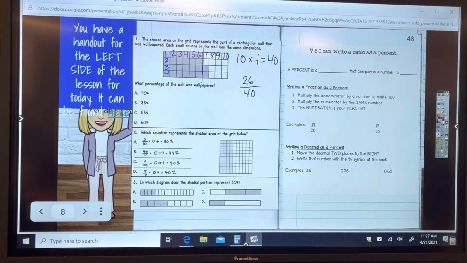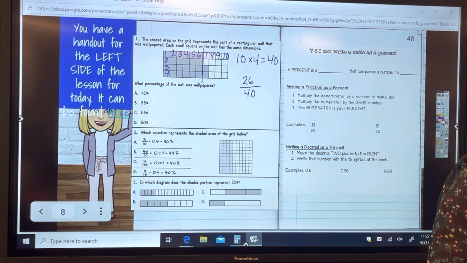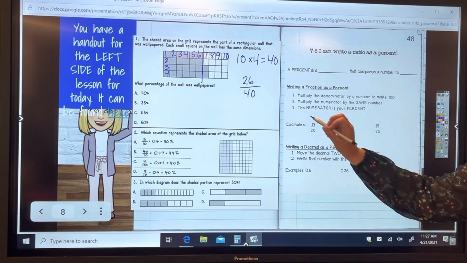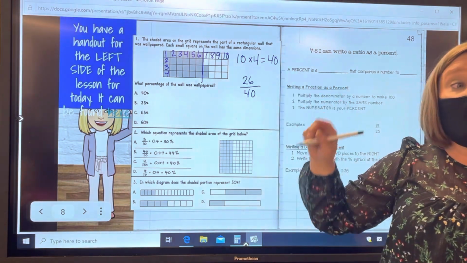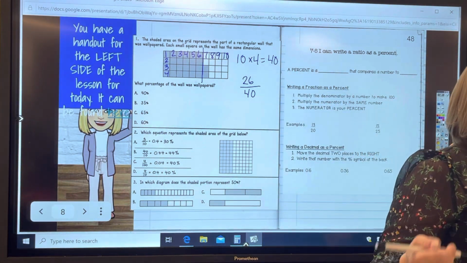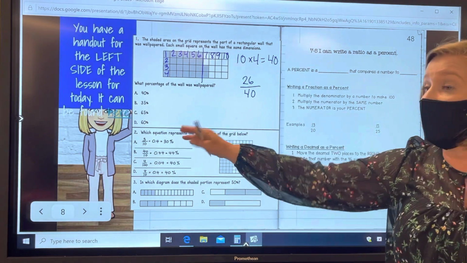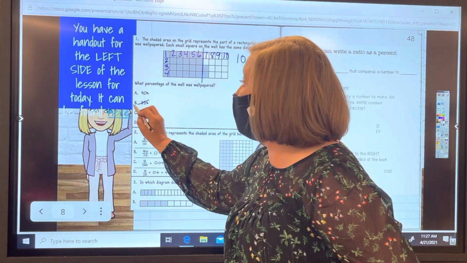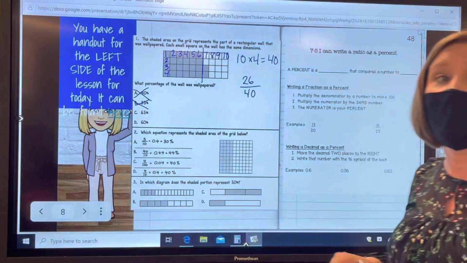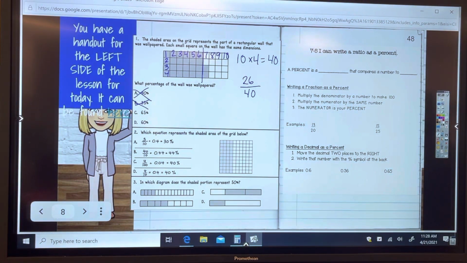All right. First thing I want you to think about: more than or less than half are shaded in? More than half. Because what's half of 40? 20. And we have 26. So our percentage must be more than half. Automatically, can we mark any off? Yes, what can we mark off? 35 and 40. Mark those off. Automatically, those are not options because both of those are less than half.